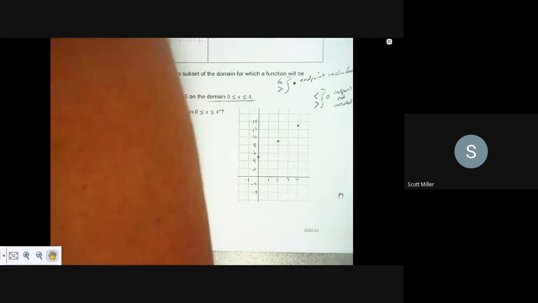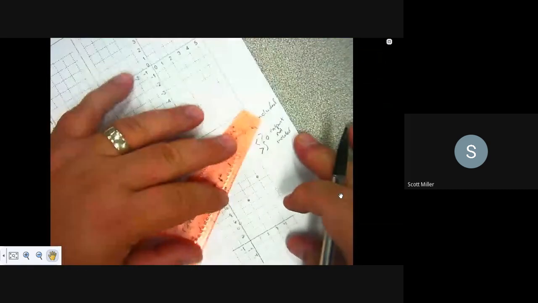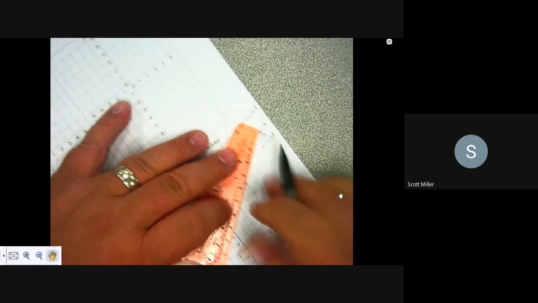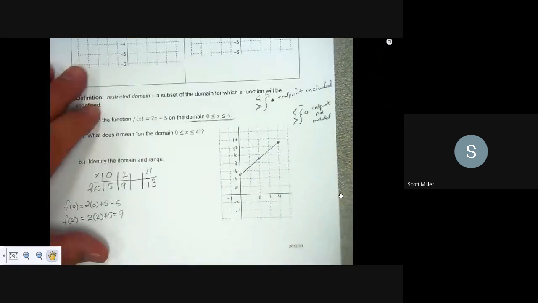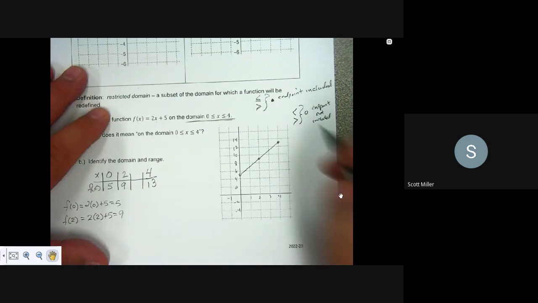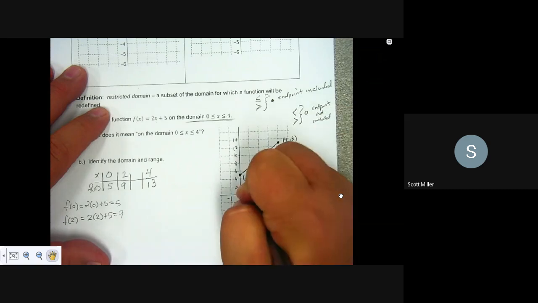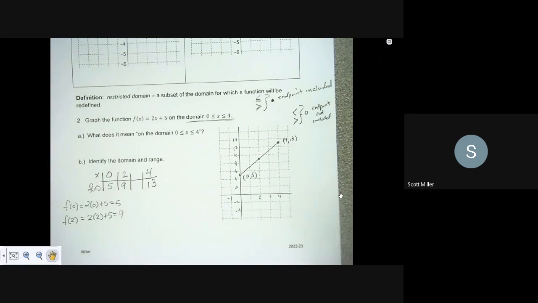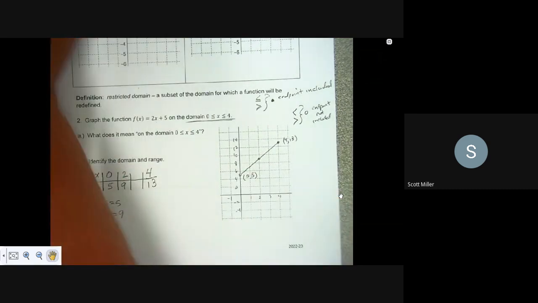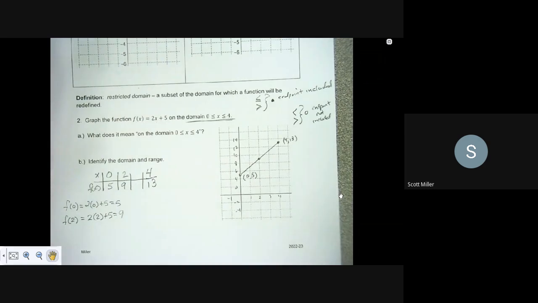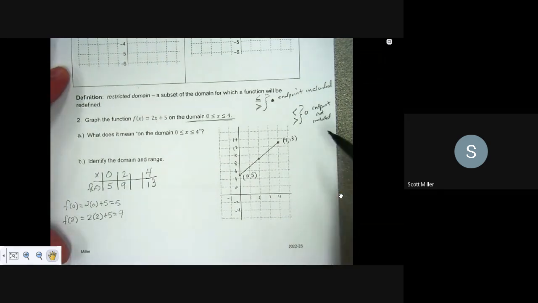So you take your straight edge, because this is a line. Draw the line part between the dots. That is the graph. You need to label the endpoints. This point is 4, 13. This endpoint is 0, 5. And you must always label the endpoints in a restricted graph. For me, this is how you graph on a restricted domain.